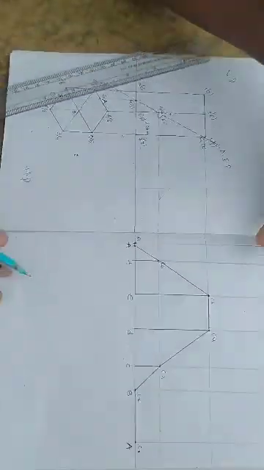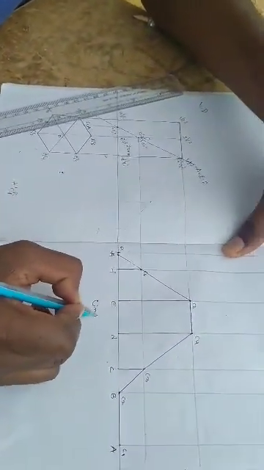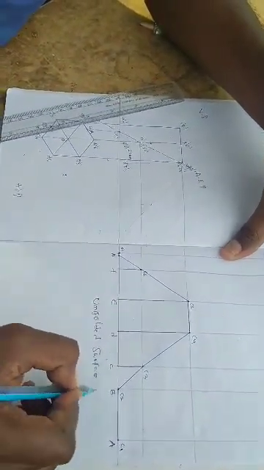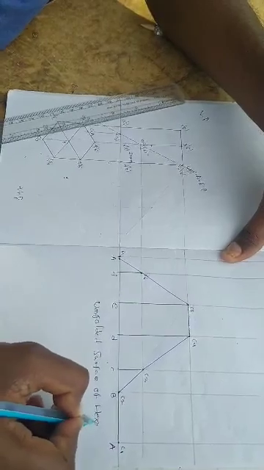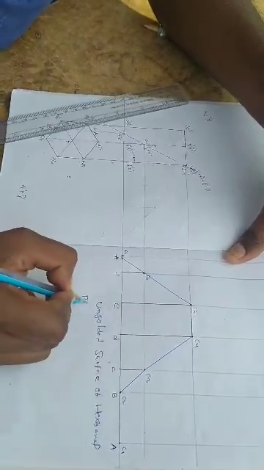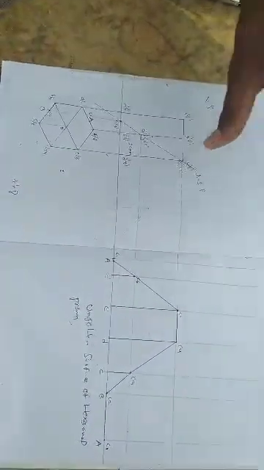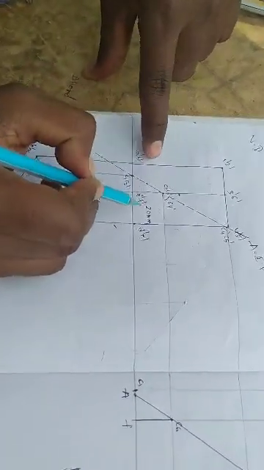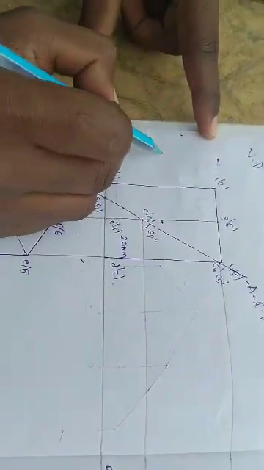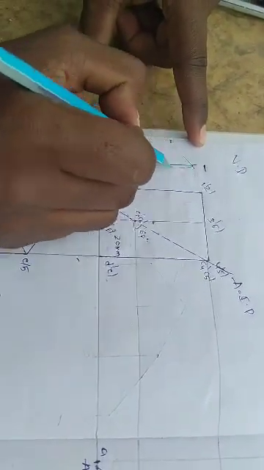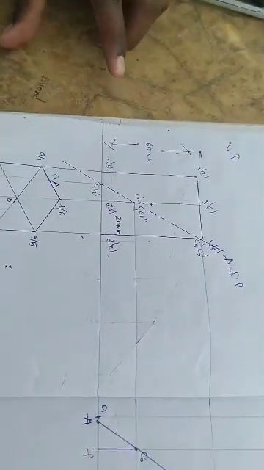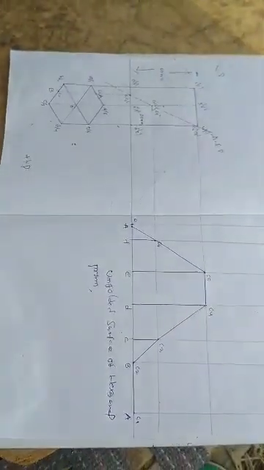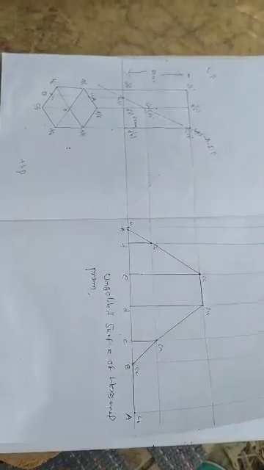This is the unfolded surface of a hexagonal prism, when the prism is cut by an auxiliary inclined plane with a 60 degree angle at 20 mm height, and the axis height is 60 mm. This is the process to draw the unfolded surface of prisms.